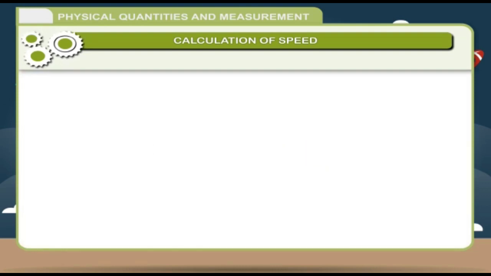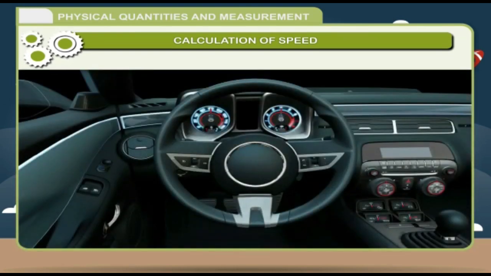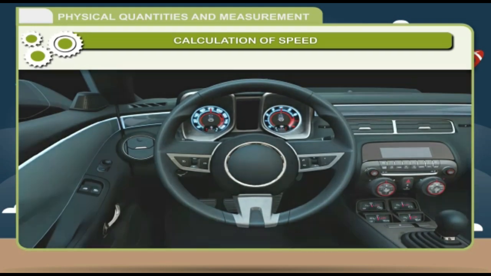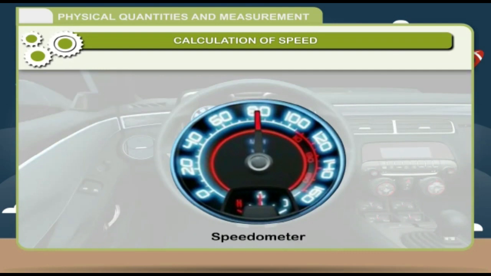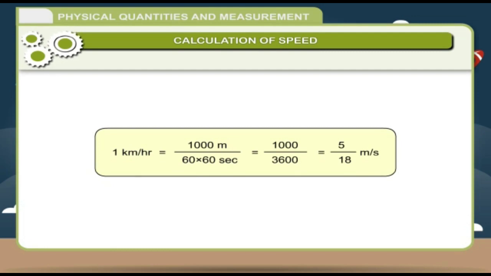Measuring speed. If you are inside a vehicle, say a car, you can easily find out how fast you are traveling. A car has a speedometer in the dashboard to tell the driver how fast it is traveling. The speedometer gives the speed in kilometer per hour. 1 kilometer per hour is equal to 1000 meter divided by 60 into 60 seconds, which is equal to 1000 divided by 3600, which is equal to 5/18 meter per second.